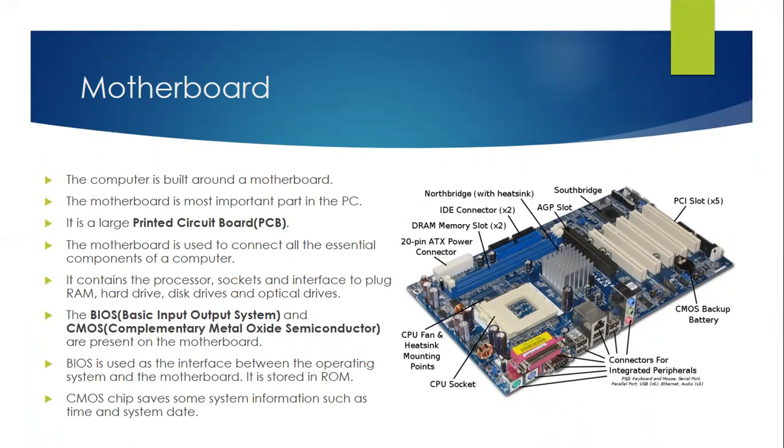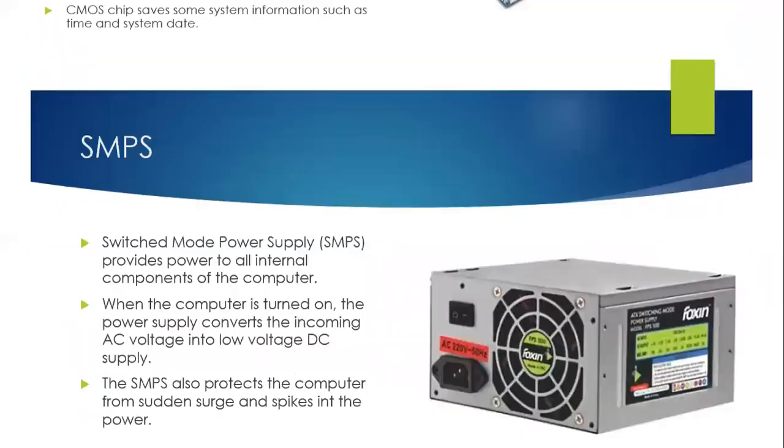The BIOS, also known as the Basic Input-Output System, and CMOS, also known as the complementary metal oxide semiconductor, are present on the motherboard. BIOS is used as the interface between the operating system and the motherboard. It is stored in ROM. The CMOS chip saves some system information like time and system date.